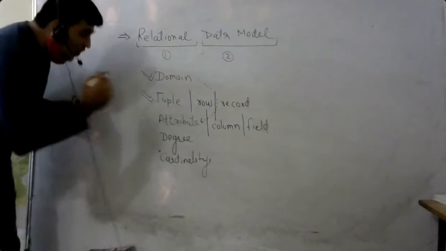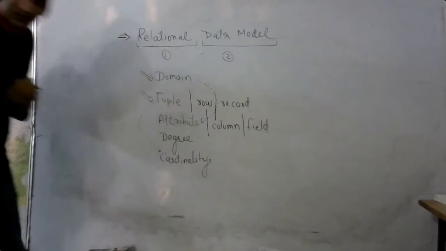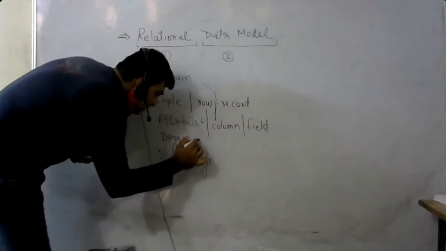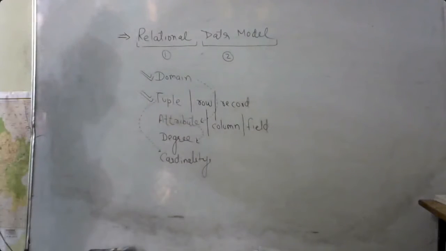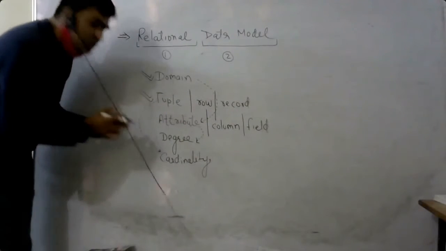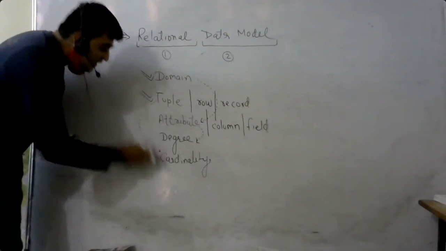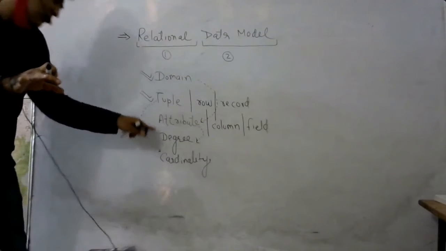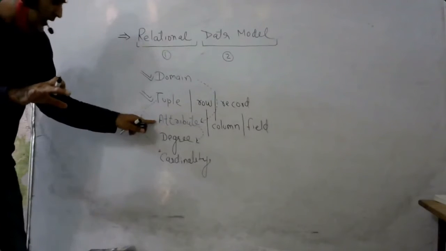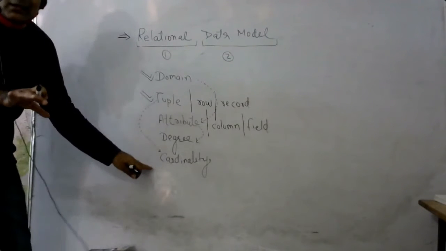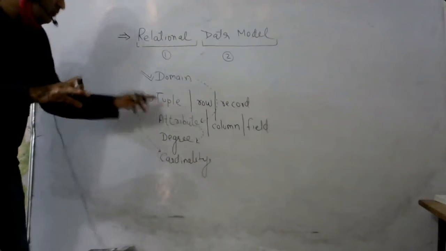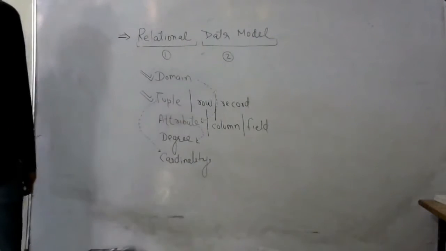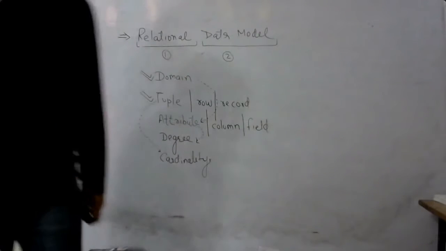Now, if we talk about degree, degree is related with the term attribute. And the last two terms which we are going to cover are degree and cardinality. When we talk about degree, there we will use the term attributes. And when we talk about cardinality, there we will use the term tuple. So let's quickly revise the topics which we are going to cover today. First one, relational data model.